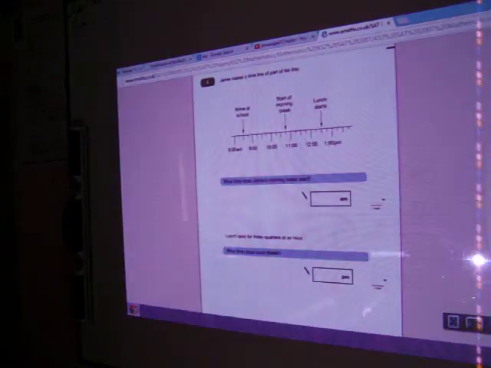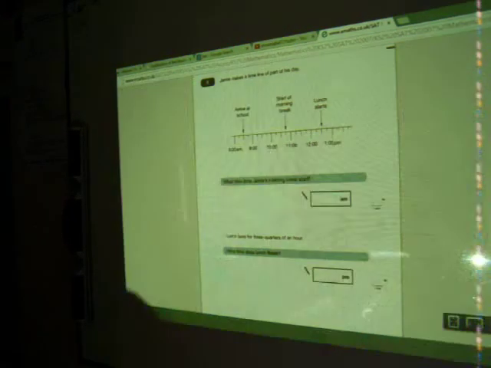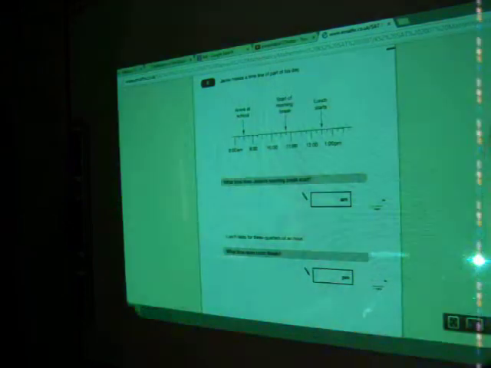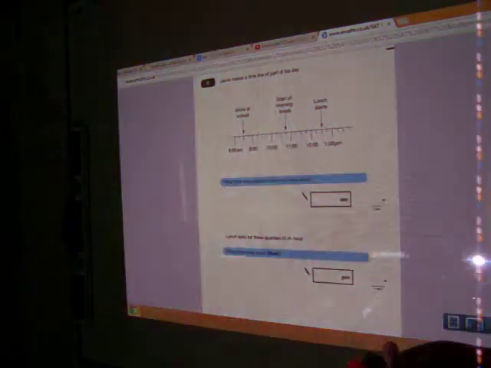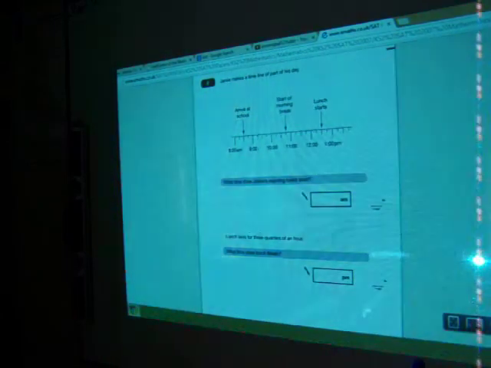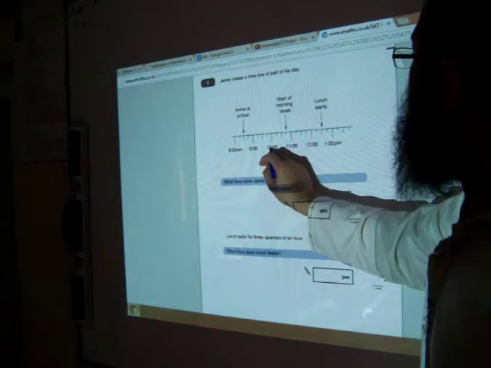Okay, Jamie makes a timeline of part of his day. What time does Jamie's morning break start? So we need to calibrate the scale. Okay, we happy? Good. 10 o'clock.